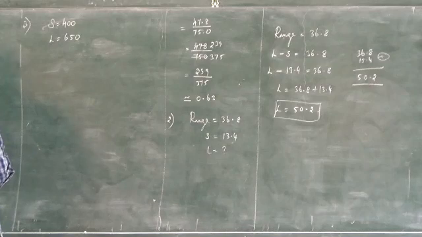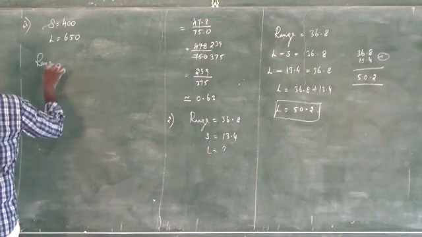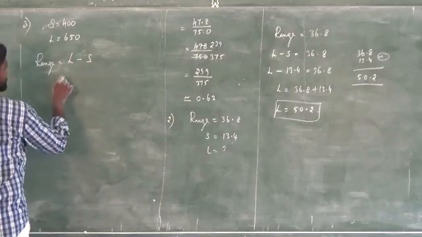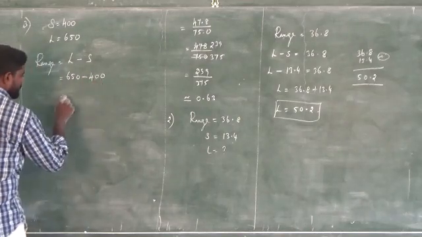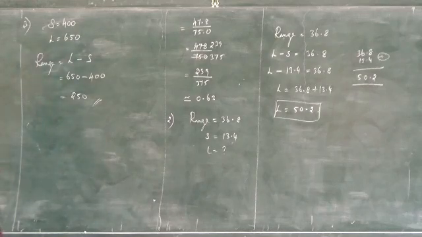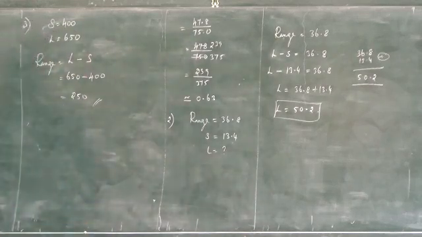Now here we need to find out only the range. So what is the formula for range? Range is largest minus smallest. What is largest? 650 minus 400. 650 minus 400 is 250. So 250 is the range of the given data. So that's all for range and the coefficient of range.